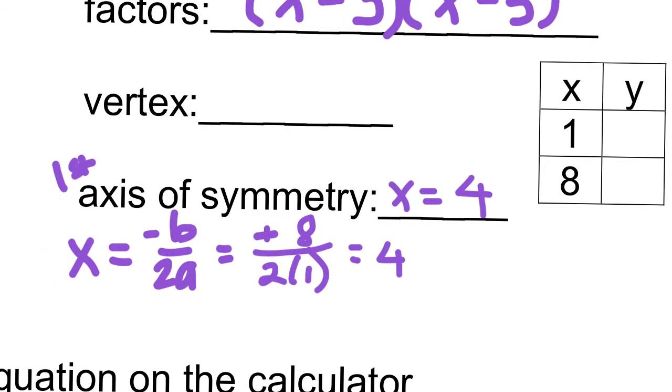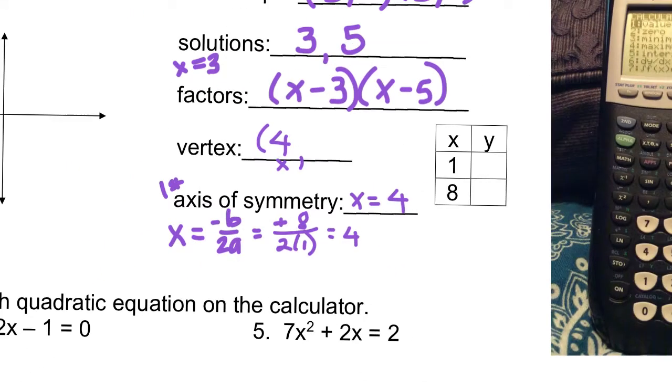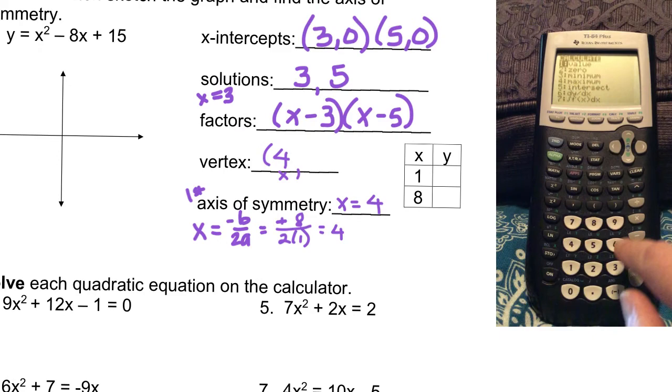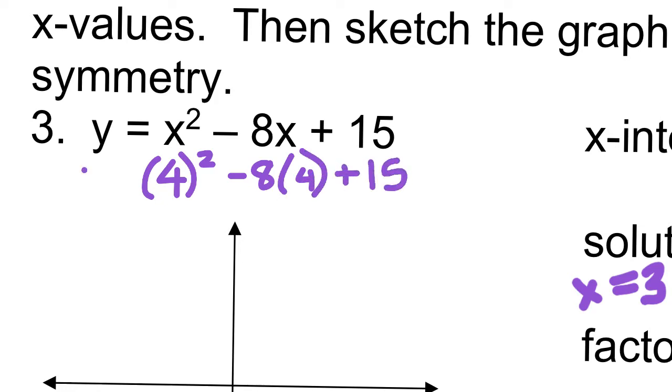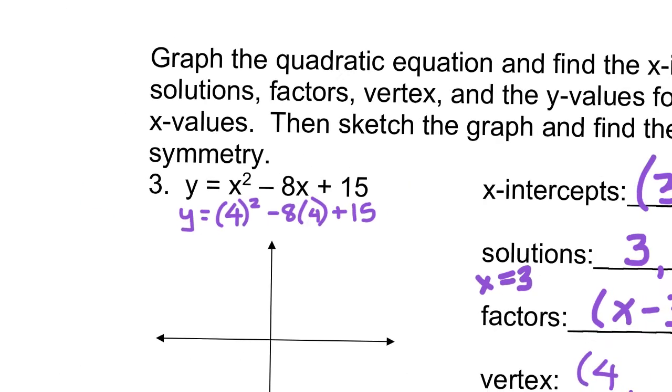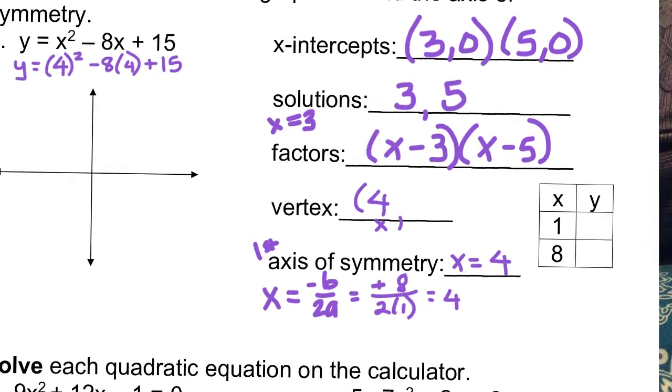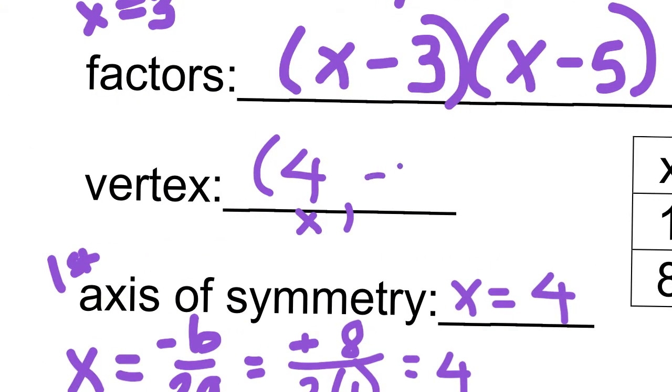Now the axis of symmetry goes through the vertex. Since we know the x value is 4, what we need to do is find out what the y value would be. So we'll simply go back to the equation and substitute 4 into the x value. And what we're trying to do is find the y value so that we have the vertex. Once you evaluate that, you'll find that your y value is negative 1. So the vertex is (4, -1).